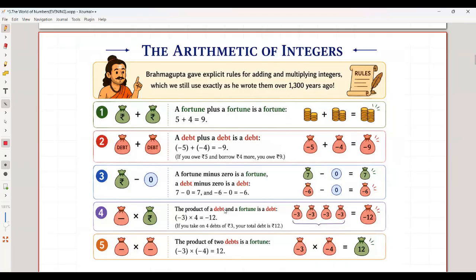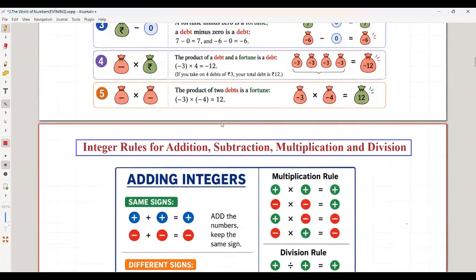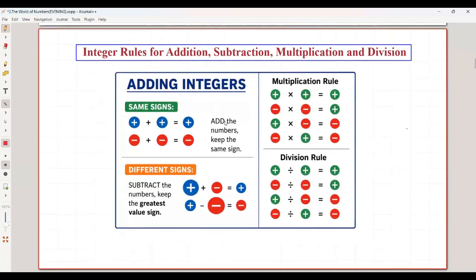Next, the product of debt and fortune is debt. Minus 3 into 4 is minus 12. The product of two debts is fortune. Minus 3 into minus 4 is plus 12. So this is the rule Brahmagupta gave. If you are not understanding, you have to understand this. The integer rules for addition, subtraction, multiplication and division are very important. Based on this only, we will be doing the calculation.